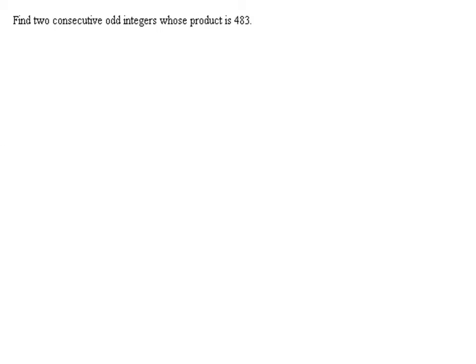Alright, hello again. We're going to tackle this word problem. It asks us to find two consecutive odd integers whose product is 483. So, our first thing that we have to tackle is making sure we know what consecutive means.